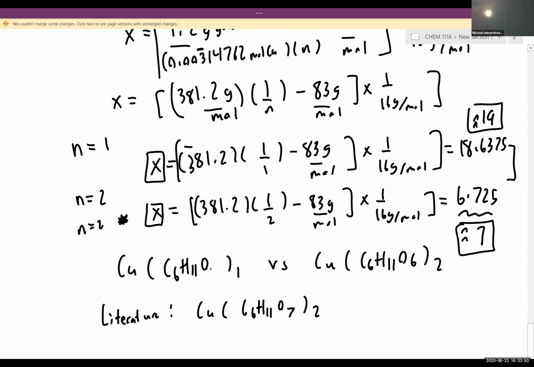So in comparing our two proposed formulas, our N equals 1 formula and our N equals 2 formula, we see that comparing to our literature value of copper gluconate, which is Cu(C6H11O7)2, the N equals 2 guess matches the literature value.